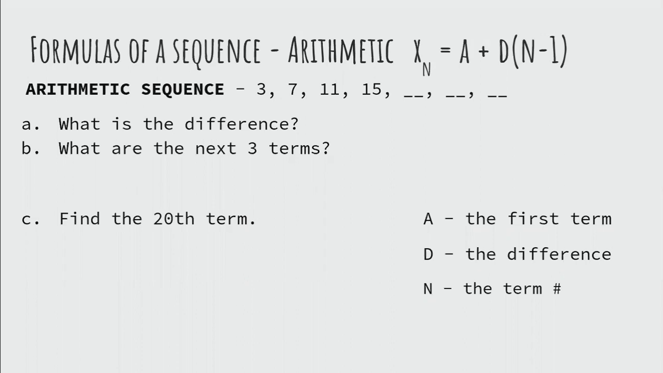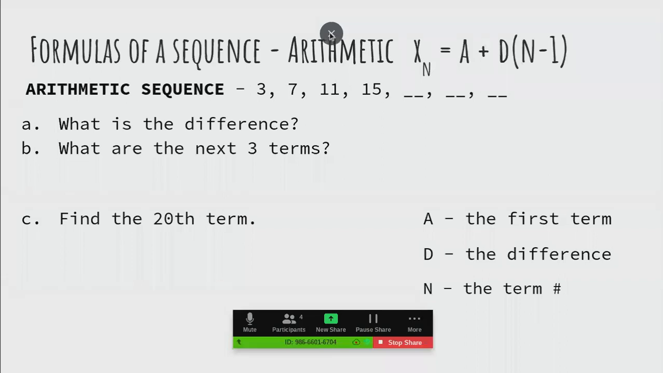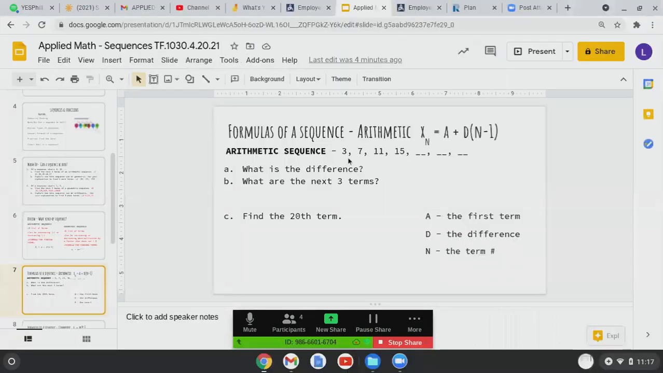So the sequence is 3, 7, 11, 15. The first 2 questions: what is the difference? How is the sequence moving? Plus 4, yep, by 4. What are the next 3 terms? 19, and then 23 and 27.